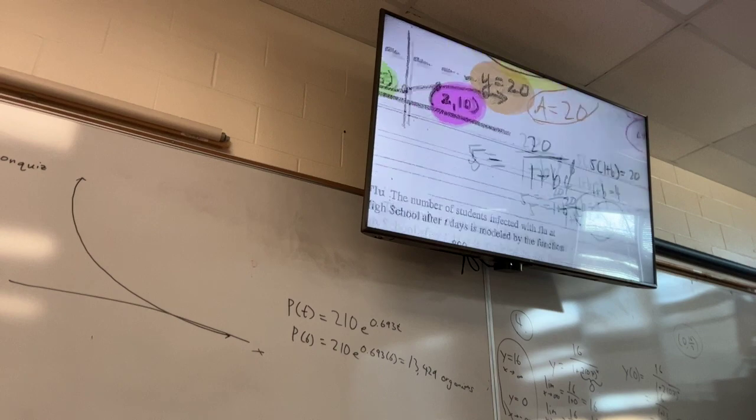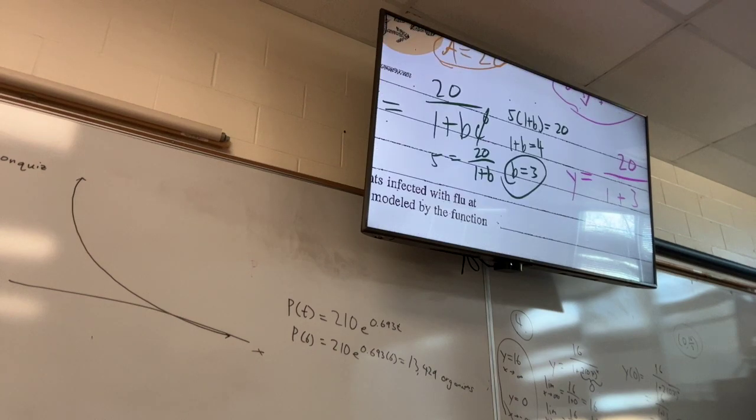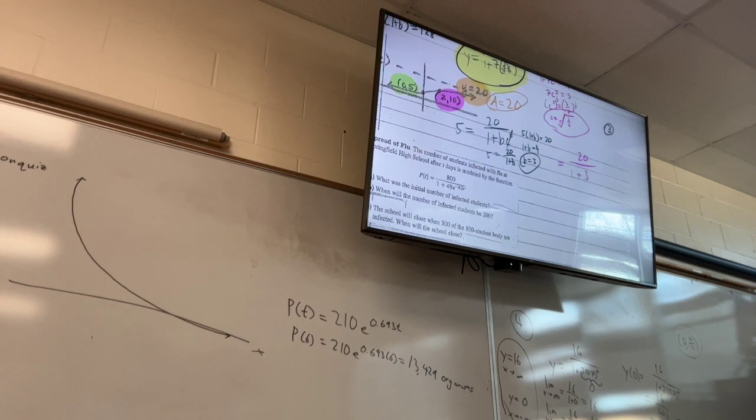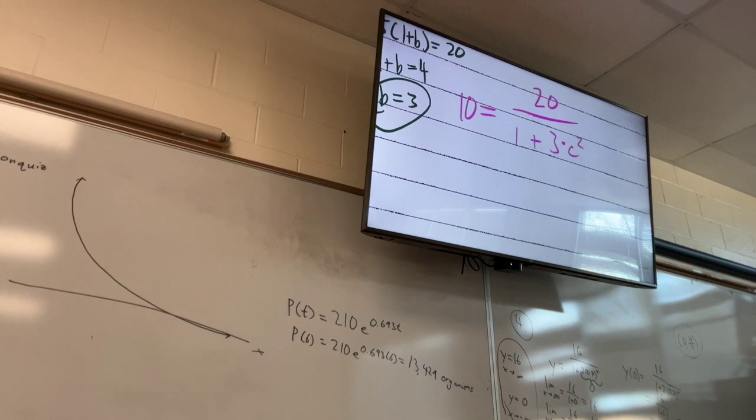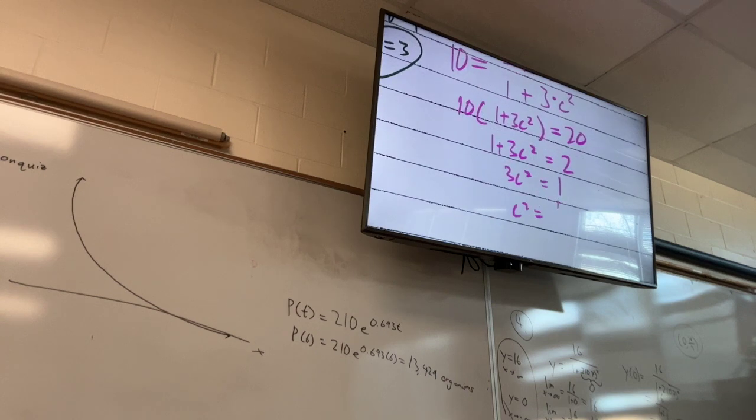And then using that pink point here, I just plug everything in to find C. Okay, so 10, that's the y value at that point, equals 20 over 1 plus 3 times C squared. Alright, then I can solve for C. So I have 10 times (1 plus 3C squared) equals 20, or 1 plus 3C squared equals 2, or 3C squared equals 1, or C squared equals 1/3.